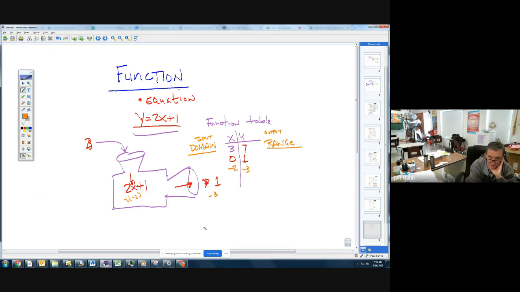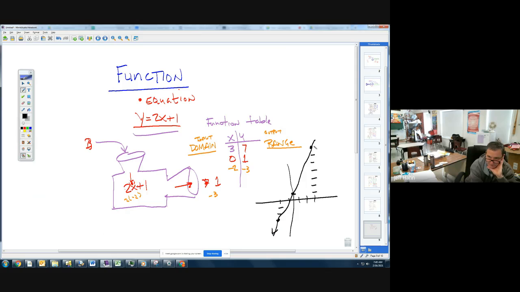Okay, and then when we graph functions, I will sketch the graph of this thing right here, but you will do it on a nice square piece of paper. It would look like this. 3, 7: 1, 2, 3 over and 2, 3, 4, 5, 6, 7 up. 0, 1, which goes right here, and negative 2, negative 3, 1, 2, 3. And when you do this, you will get and should get a nice straight line.